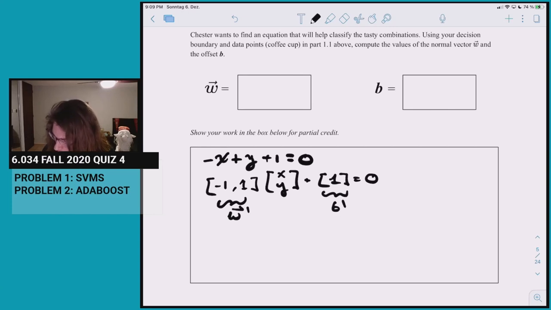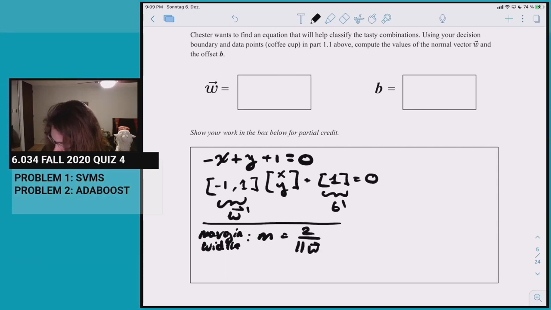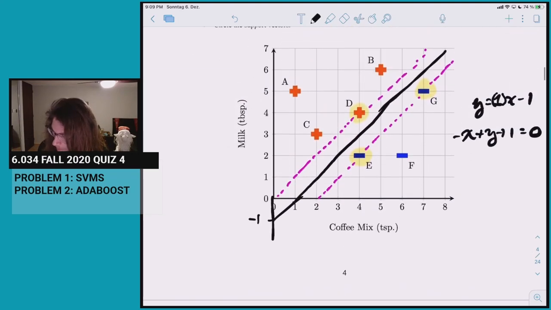So if you remember the margin width equation, let me just draw a little space here. Margin width, I'm going to say that's m, is equal to 2 over the magnitude of the w vector. So not w prime, just w. And I have to find out now what my margin width is. And I think a common mistake here would be, this is 1 and this is 1, therefore my margin width is equal to 2. I want to caution you there, because it's not exactly 1 and 1.